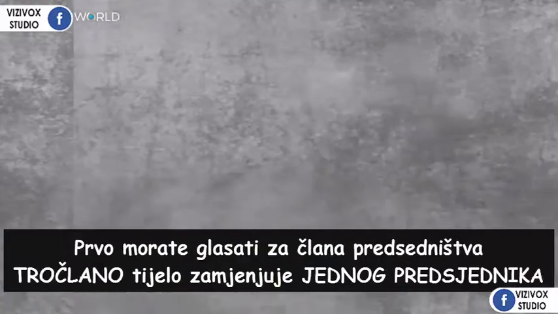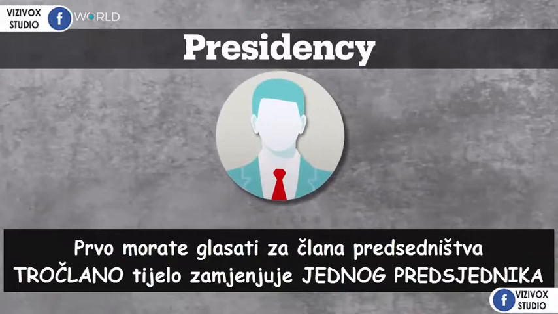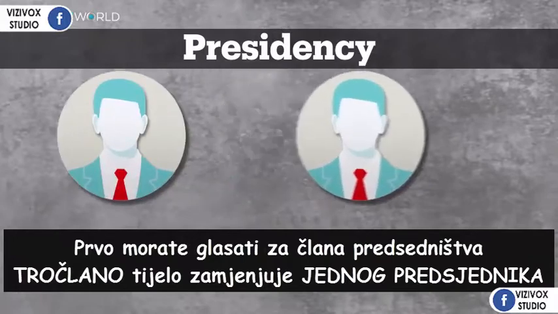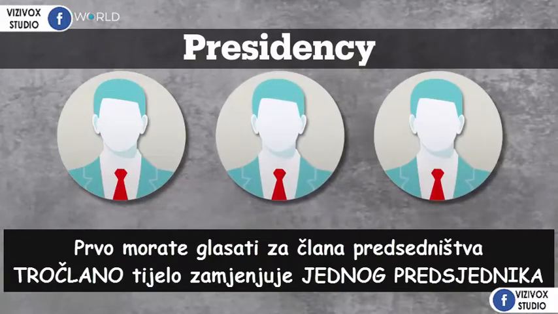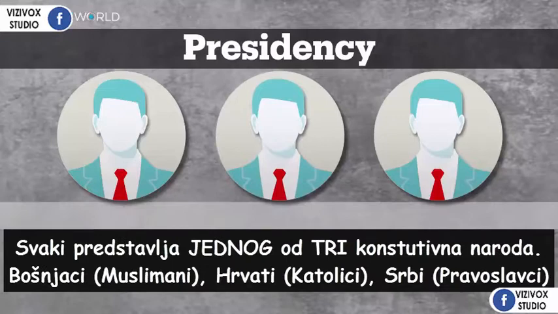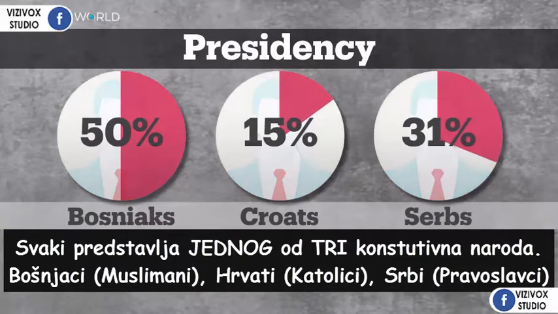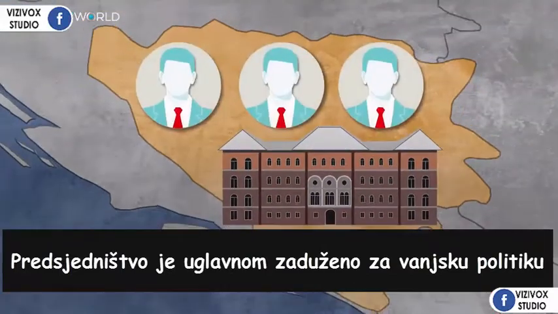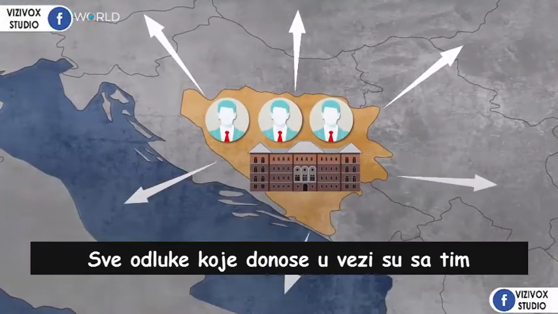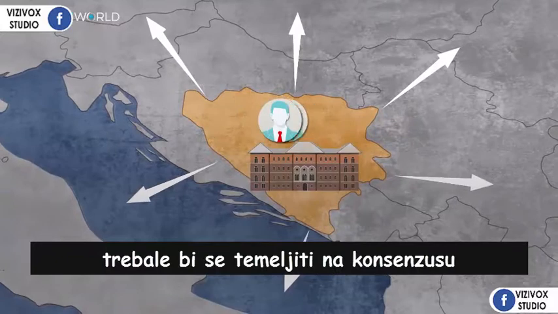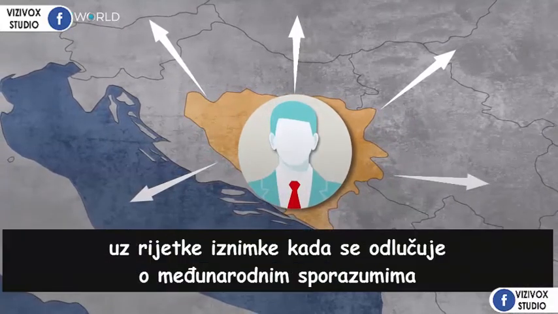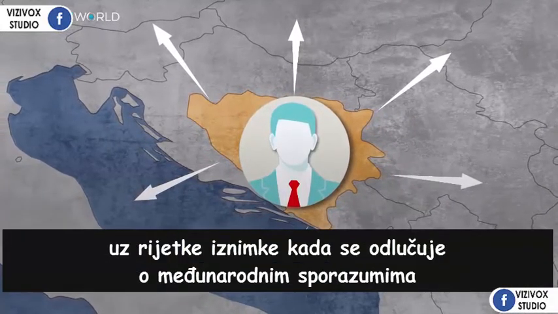Let's break it down. First, you get to vote for a member of the presidency, a 3-member body that replaces a single president, each representing one of the 3 constituent people: Bosniaks, Croats, and Serbs. The presidency is mainly in charge of foreign policy. All decisions they make regarding it should be based on consensus, with rare exceptions when deciding on international agreements.